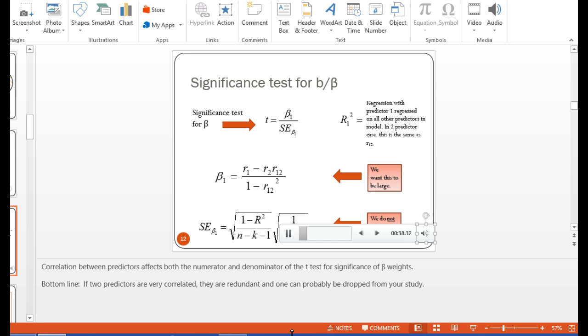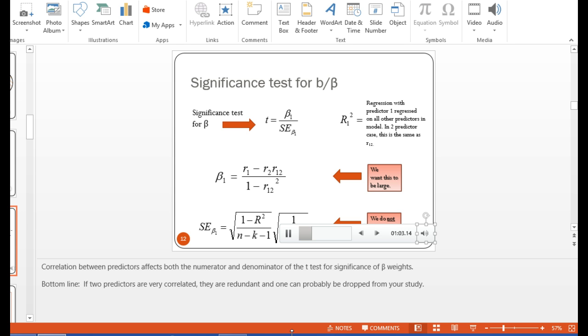We have already seen the one for beta. That one is pretty straightforward, of course. And we want that one to be as large as possible because if we look at the t-test, we want that numerator to be nice and healthy and the denominator to not be too large. So again, it's the beta over the error. And we don't want the error to be too much or we won't get a significant t.